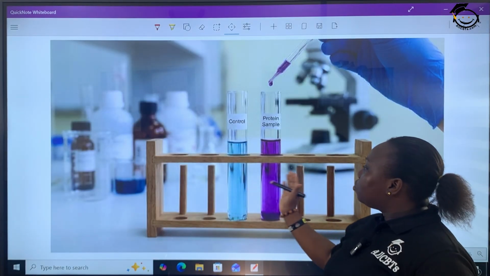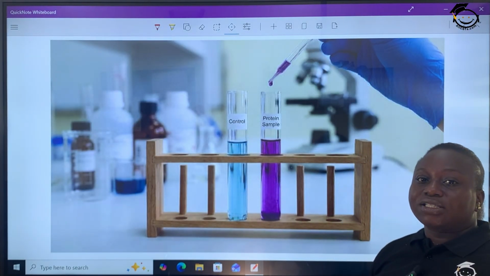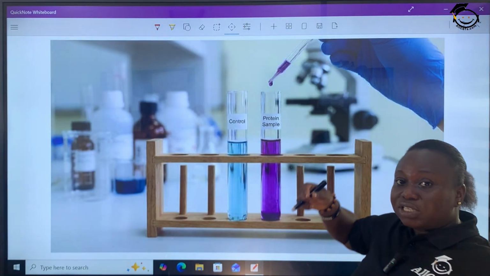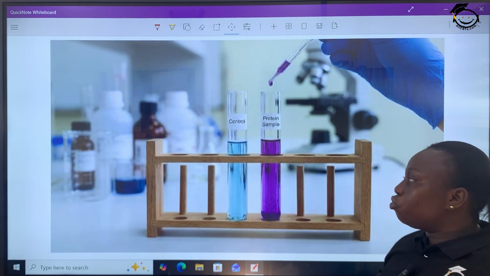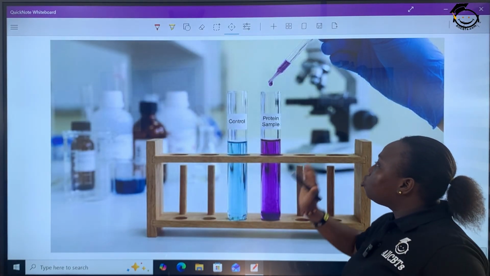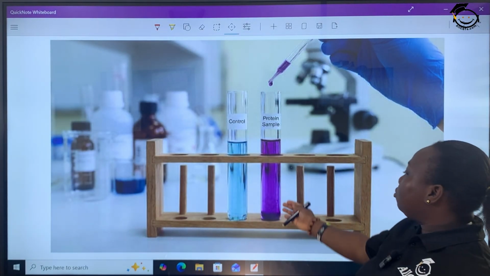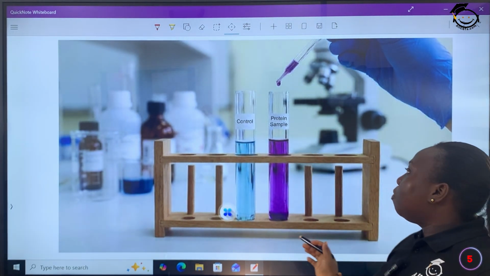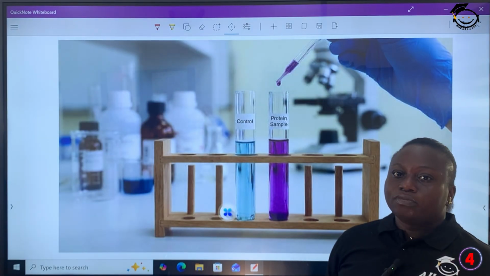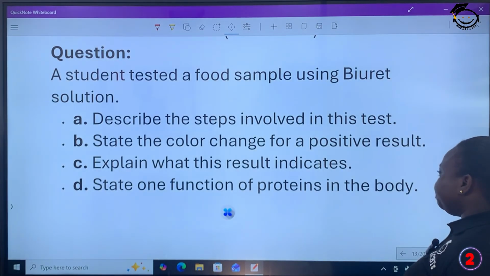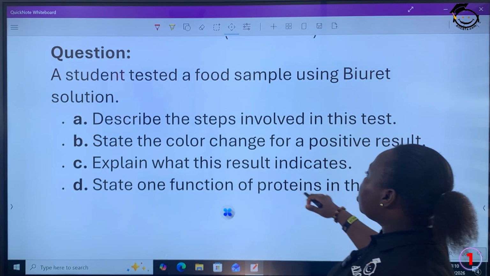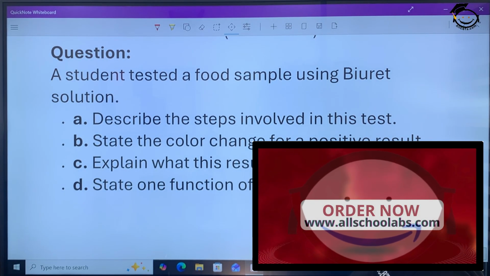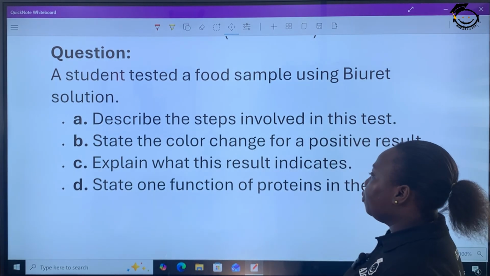Now after you have put your samples in different test tubes, you can now start putting your Biuret solution there. Then the one that turns purple, that is the one that has protein. So we normally use this test to test for proteins. State the color change for a positive result. So a positive result will give a purple color change.